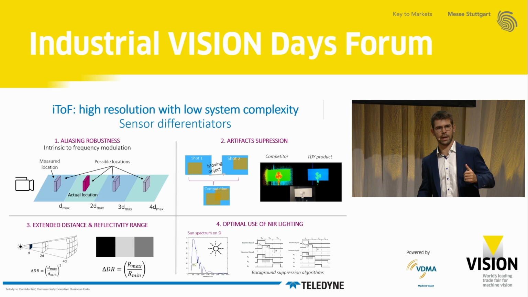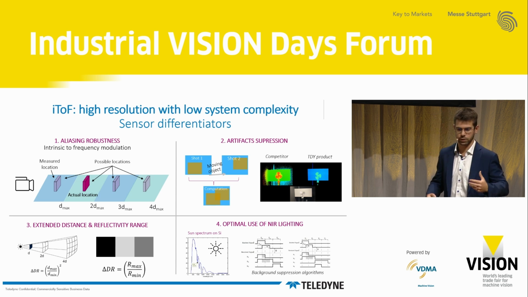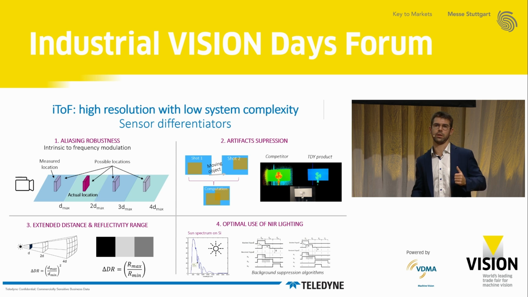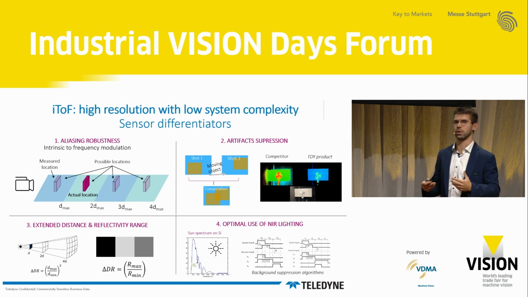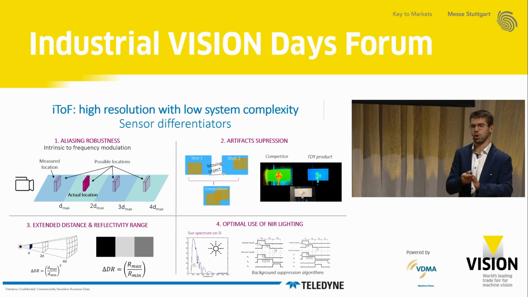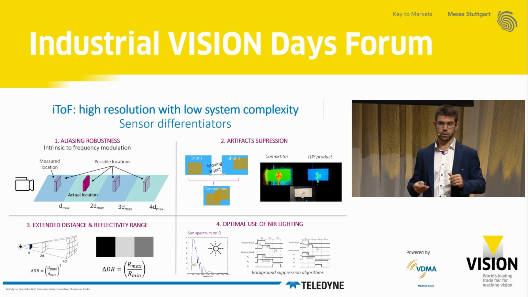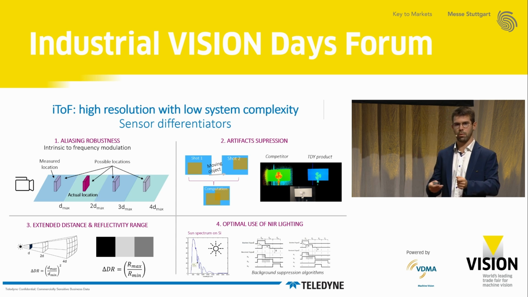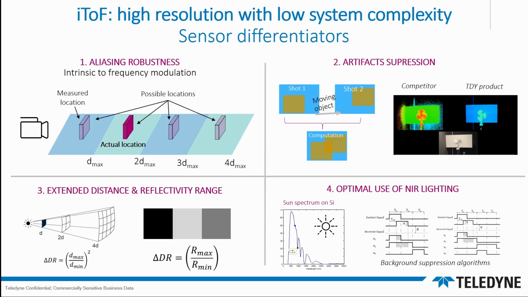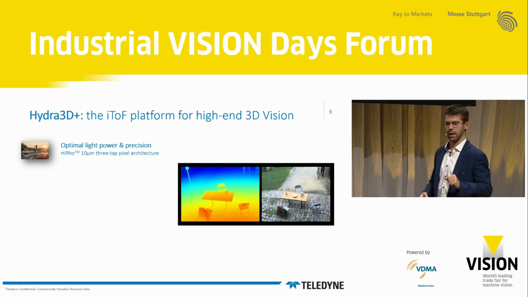And last but not least, an iToF sensor has to be optimal in the use of light power. This is because to be robust to outdoor conditions, we're going to operate in the drops of the sun spectrum, so 850 and 940 nanometers. Also, the raw throughput needs to be high enough to perform whichever background subtraction algorithm is most suitable to the application. So at Teledyne, we've engineered a sensor to provide differentiation with this exact problem.